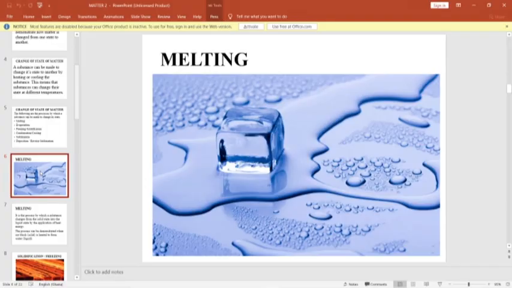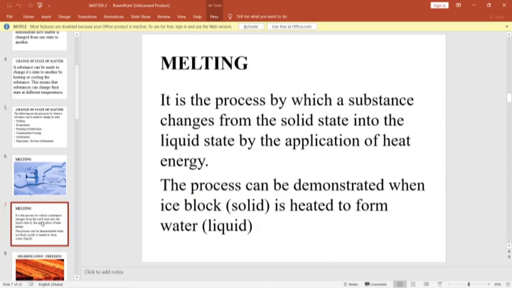So let's look at melting. You can see a picture on your screen, and that shows an ice block going through the process of melting. Now, what is melting? It is the process by which a substance changes from the solid state into the liquid state by the application of heat energy. The process can be demonstrated when ice block, which is a solid, is heated to form water or a liquid.